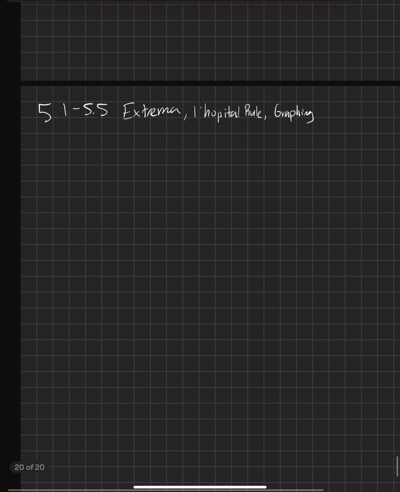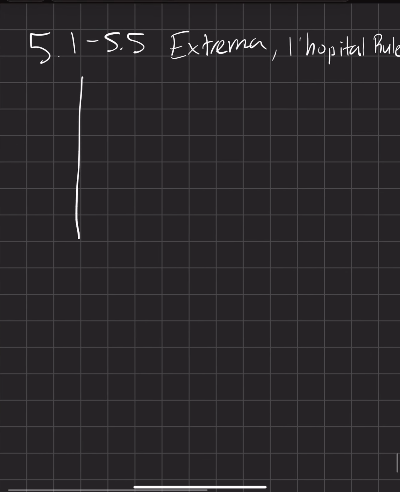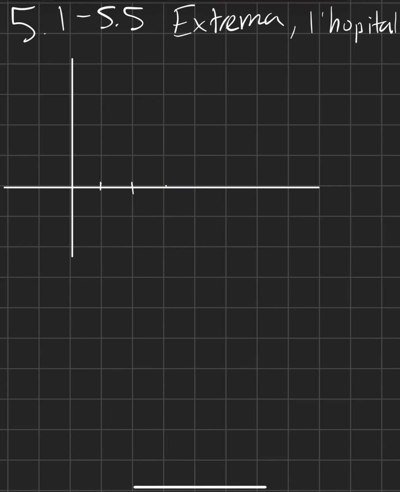So, first things first, let's start off with extremas. Okay, so we got to start off with making a little graph here. Make this two. I want this to go to 7: 1, 2, 3, 4, 5, 6, 7. And now I want this to go to about 4: 1, 2, 3, 4. That'll do. -2 will do.